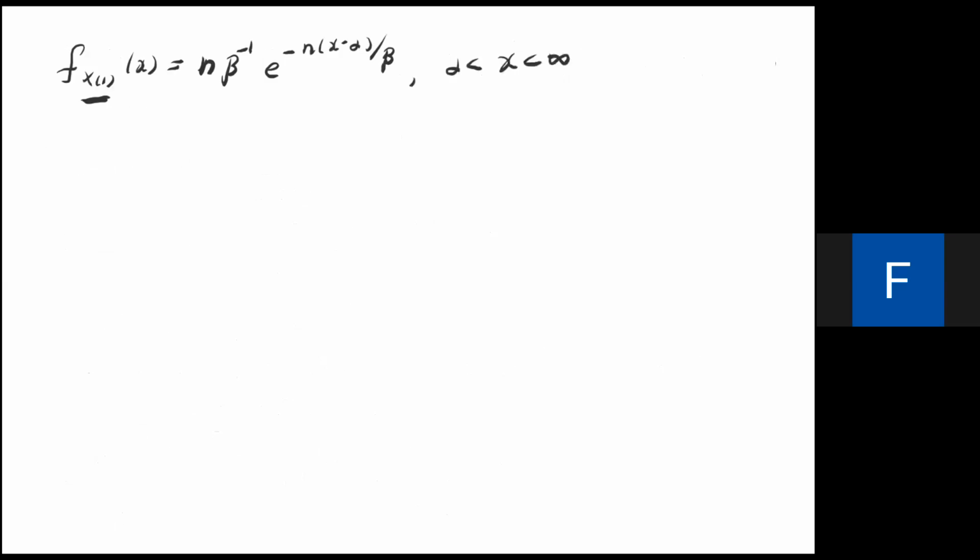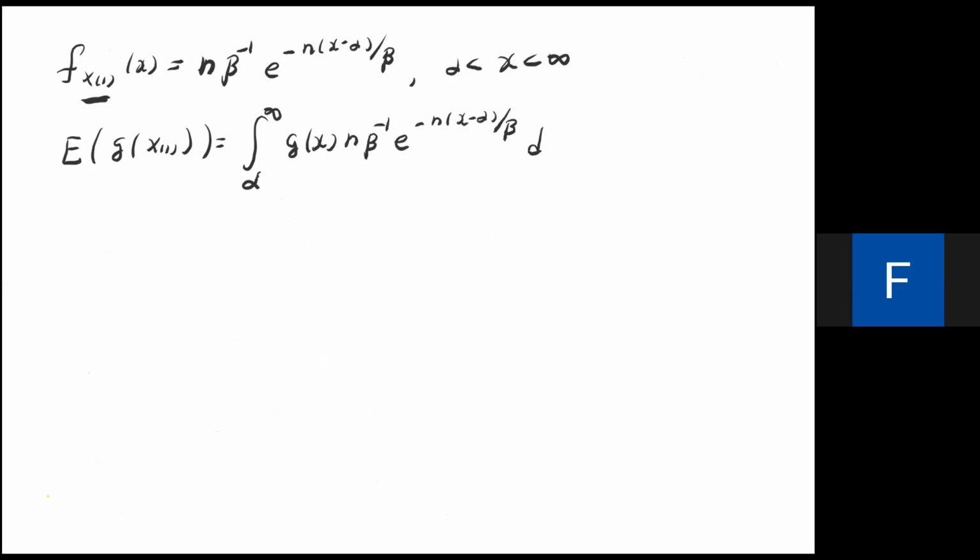So that means the E of g(X1) is going to become the integral from alpha to infinity of g(x) times n over beta times e to the minus n times (x minus alpha) divided by beta, the PDF of X1, dx. Okay, good. So one tricky part is right here.